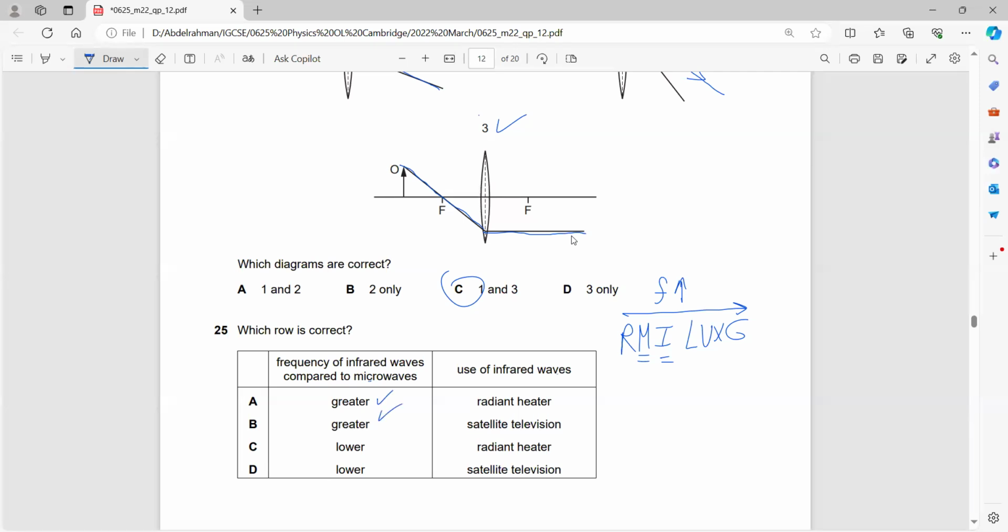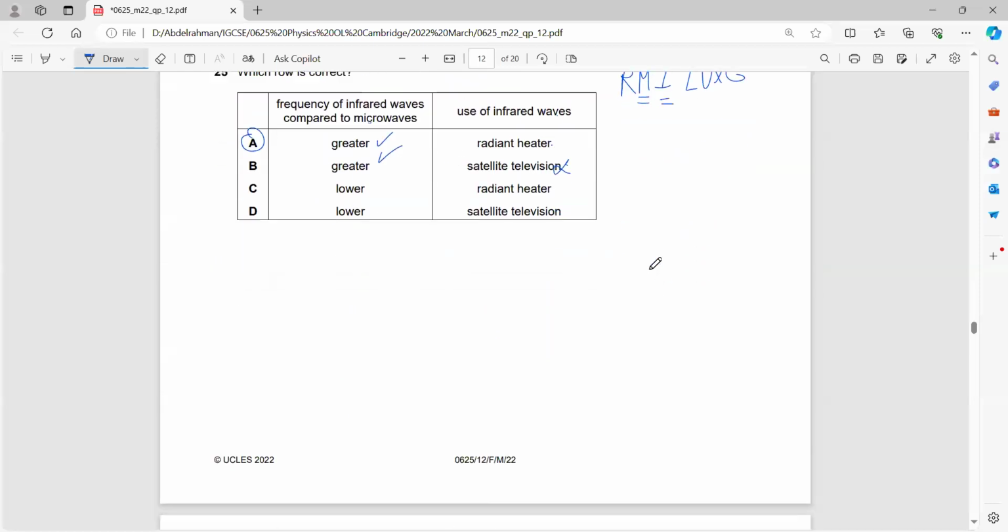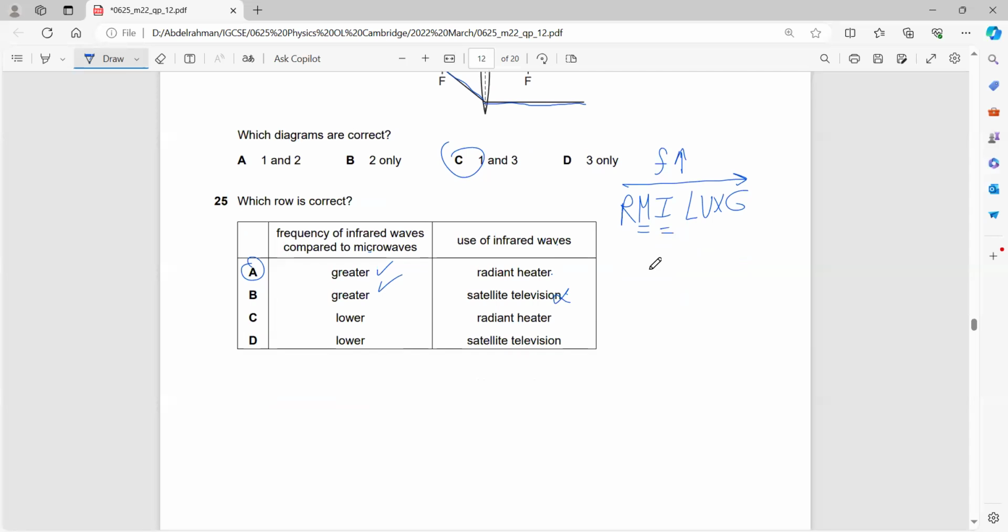What about the use of infrared waves? How do we use them? Radiant heater or satellite television? No, we do not use them in satellite televisions. We use them in radiant heaters. That's why we say this object was heated by infrared radiation. The sun heats up the Earth using infrared radiation.